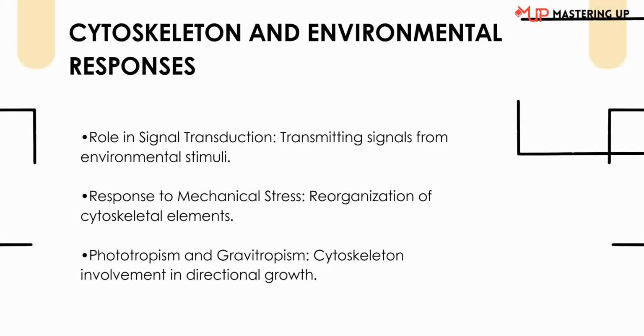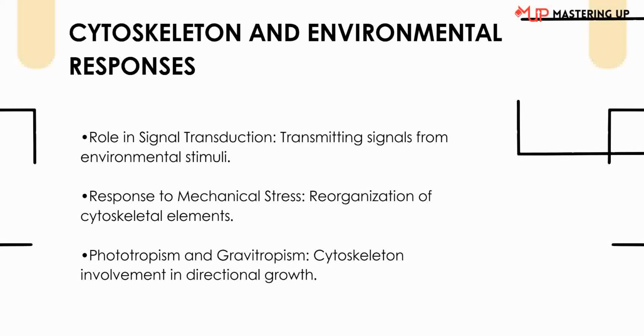The cytoskeleton acts as a scaffold for transmitting and amplifying signals from the cell environment. When a cell encounters external signals, for example light, gravity, temperature, or chemical signals, the cytoskeleton facilitates intracellular transmission of these signals to trigger a specific response.